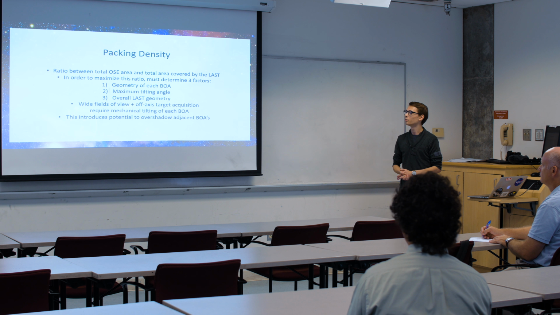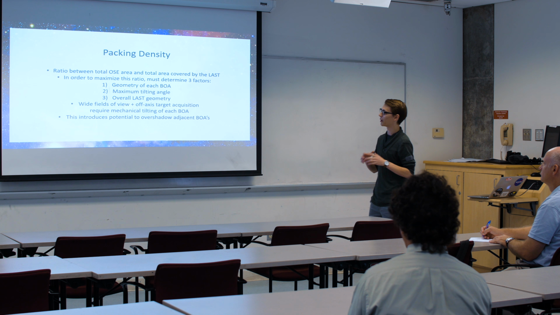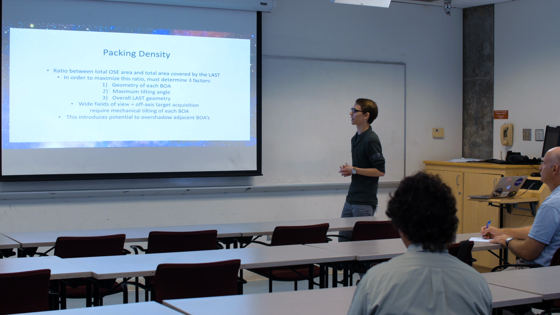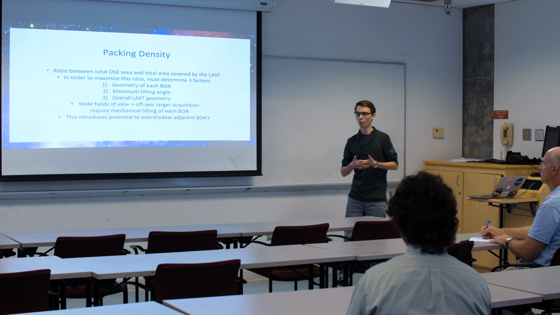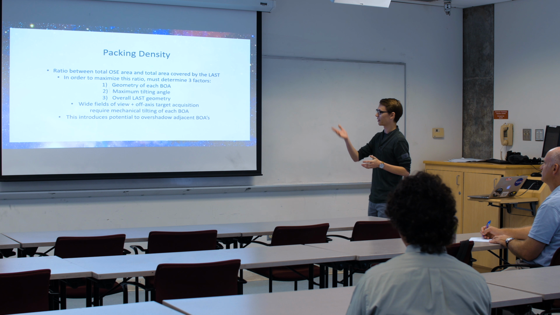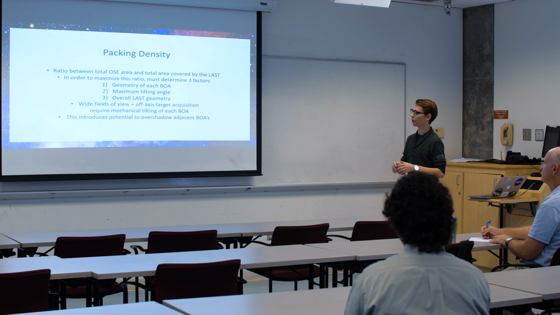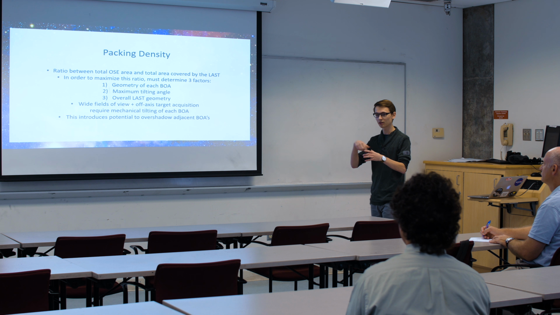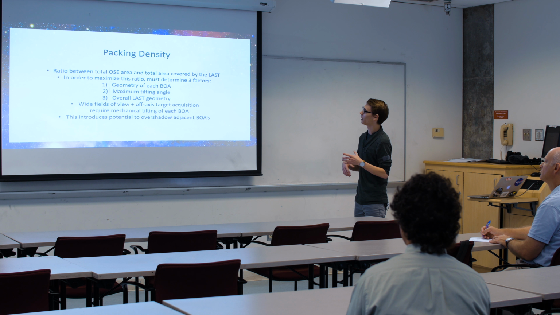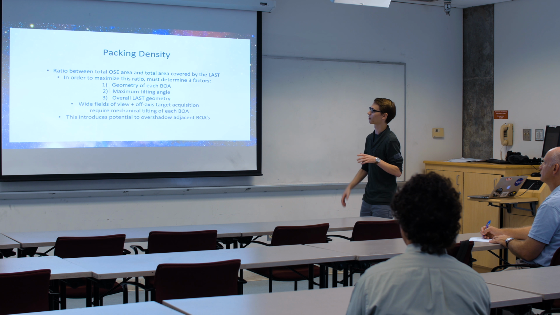So one of the things that sort of determined the geometry of the entire system was figuring out the best packing density. And so if we were to actually simulate the effect of one large aperture, we would need the most efficient packing density we could get. So we define the packing density as the ratio between the total OSE area, so the total lens area, and the total area covered by the last interval.